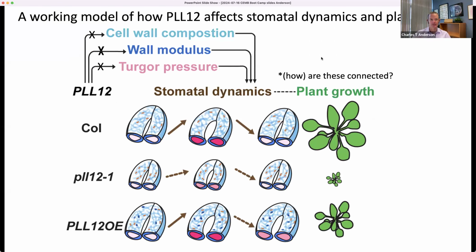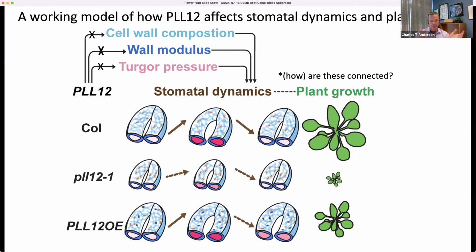But from all these data, we generated a working model for how this particular gene is affecting stomatal dynamics and ultimately plant growth. Where PLL12 is altering the composition of the wall, we think that it's leading to potentially more pectin cross-linking and the stiffening of the wall, which is why we detected a higher modulus in the PLL12 knockout.